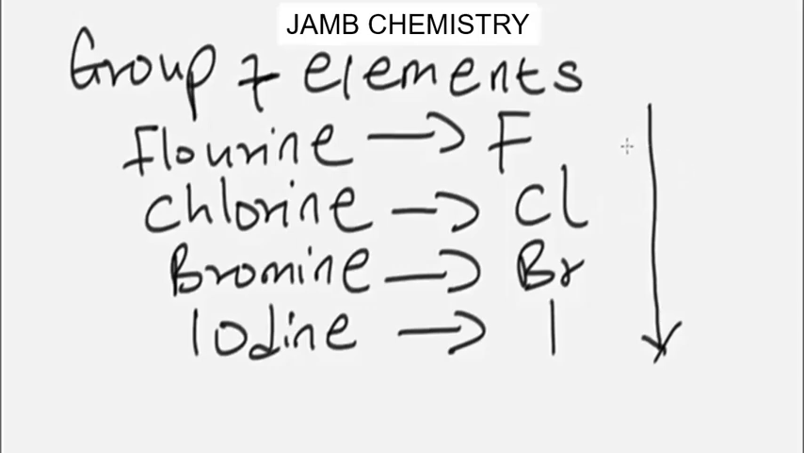Now let's look at their trends. Let's look at the trend of group 7 elements, that's the halogens. Note that all the group 7 elements react in similar ways. This is because they all have 7 electrons in their outer shell. Let me show you how they have 7 electrons in their outer shell. I'm going to illustrate with fluorine and chlorine.